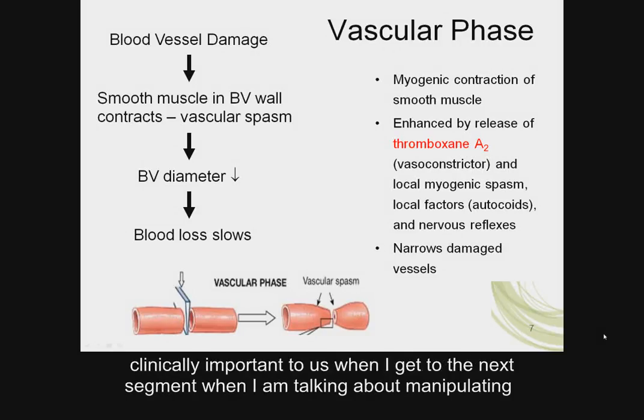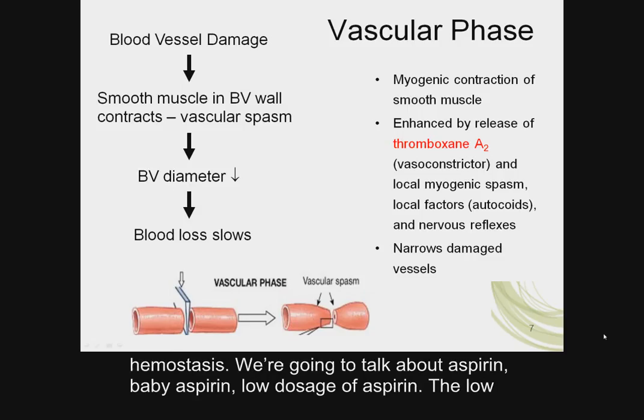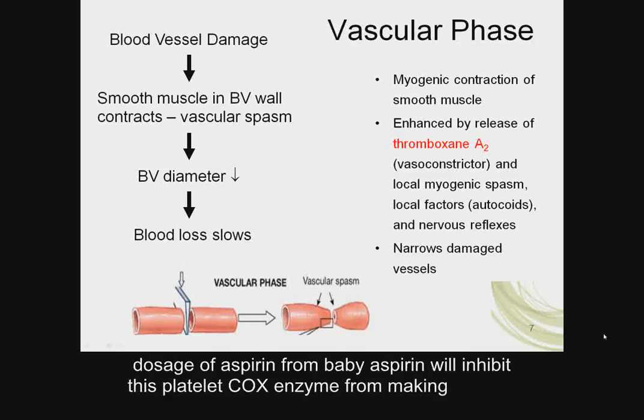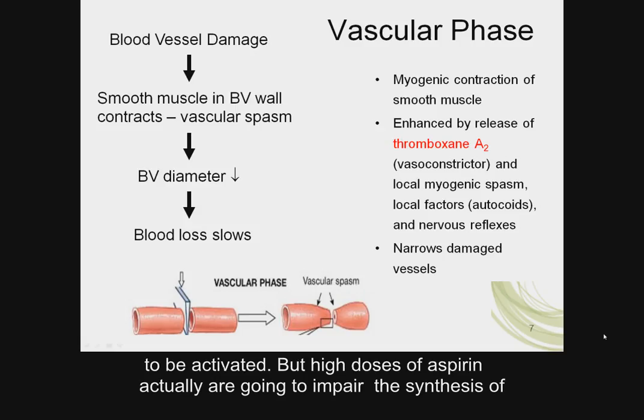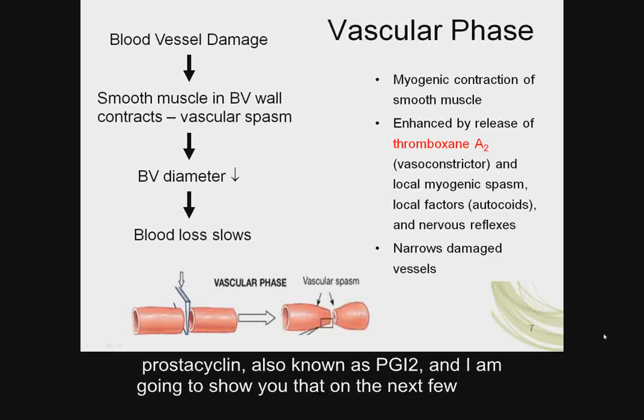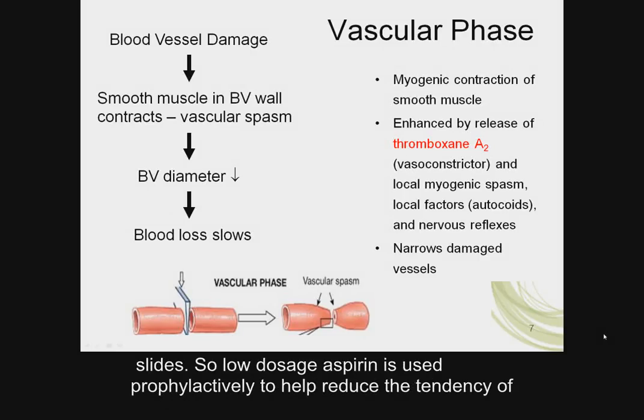Thromboxane A2 is going to be clinically important to us when I get to the segment when I'm talking about manipulating hemostasis. We're going to talk about aspirin, baby aspirin, the low dosage of aspirin, which will inhibit this platelet COX enzyme from making thromboxane A2. So we call it an antiplatelet. That means the platelets are less likely to be activated. But high doses of aspirin actually are going to impair the synthesis of prostacyclin, also known as PGI2. And I'm going to show you that on the next few slides.